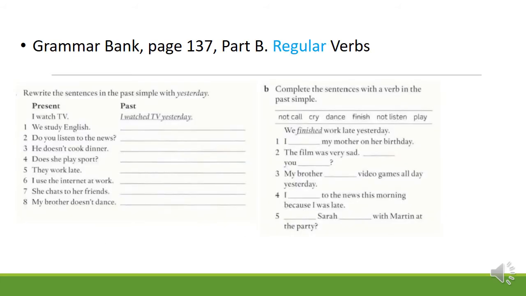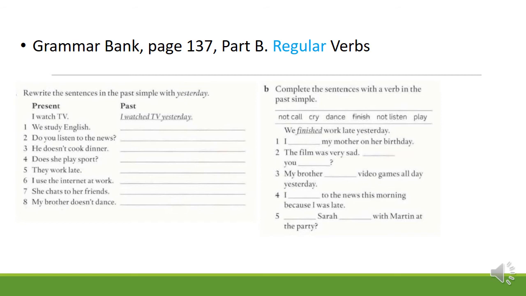Now we will complete some exercises from the grammar bank, page 137, part B. We will work with regular verbs. Let's start. Rewrite the sentences in the past simple with yesterday. Here you have an example. I watch TV. I watched TV yesterday.